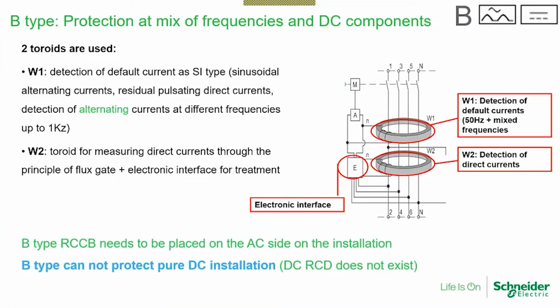Important notes: B-type RCCBs need to be placed on the AC side of the installation. B-type cannot protect pure DC installations. They're not intended to be connected to a DC network. They're always on the AC side of the installation.